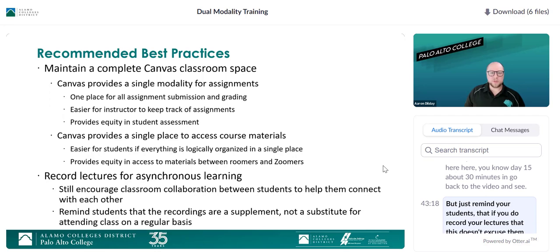But just remind your students that if you do record your lectures, this doesn't excuse them from class. They still need to be present in the moment. And that's part, again, of creating the community and collaborating with each other.